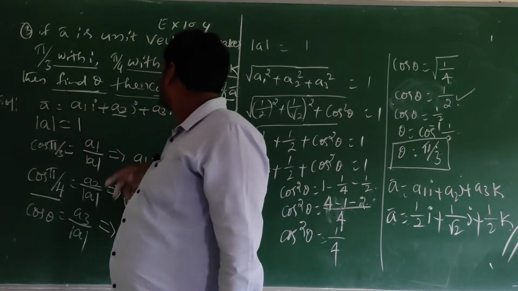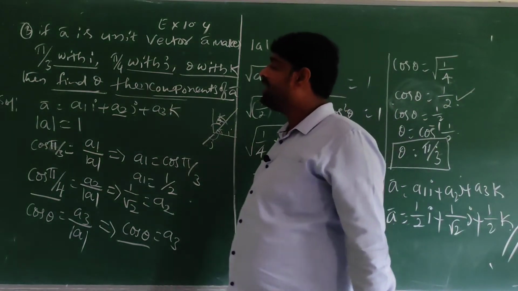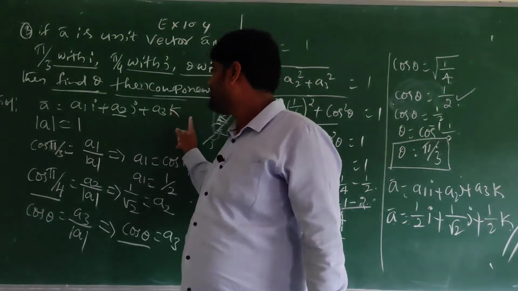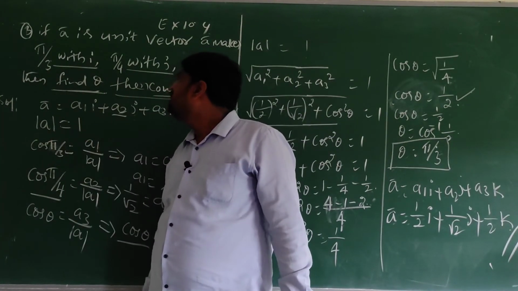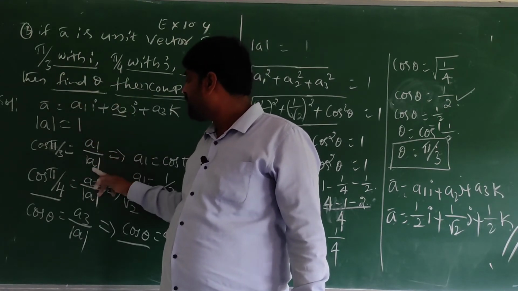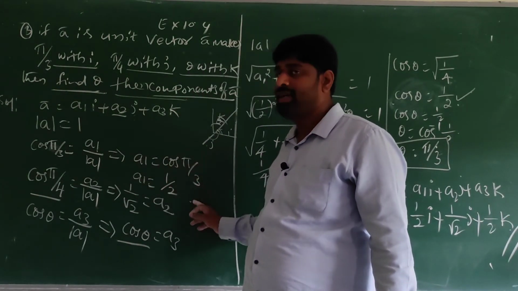We have to find theta and the components of a bar. That is a bar equals a1 i cap plus a2 j cap plus a3 k cap. Magnitude of a bar equals 1. That is, cos pi by 3 equals a1 divided by magnitude of a bar. Therefore, a1 equals cos pi by 3.